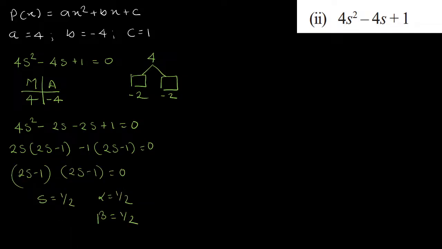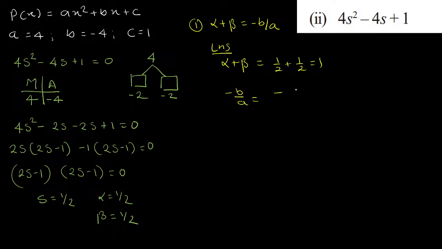Now let's verify the result. The first one, alpha plus beta is equal to minus b by a. The LHS part is alpha plus beta, that is half plus half, and it is 1. And minus b by a, so minus the value of b, minus of minus 4, divided by 4. The answer is again 1.